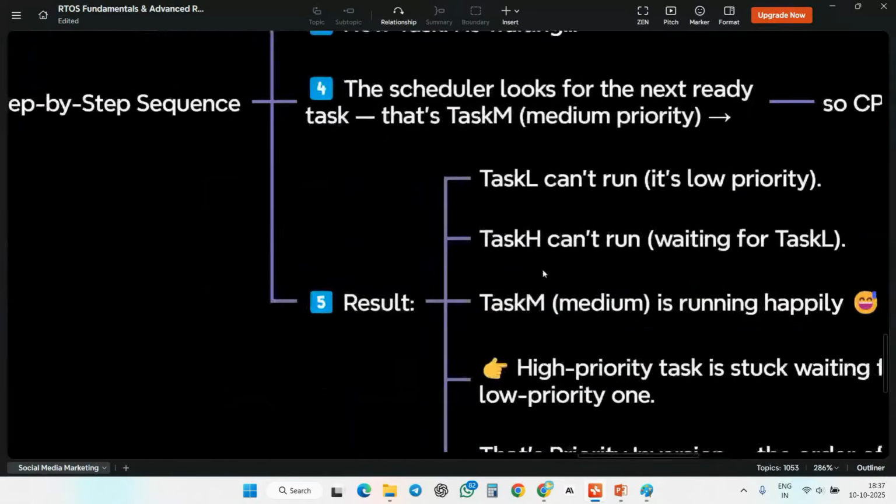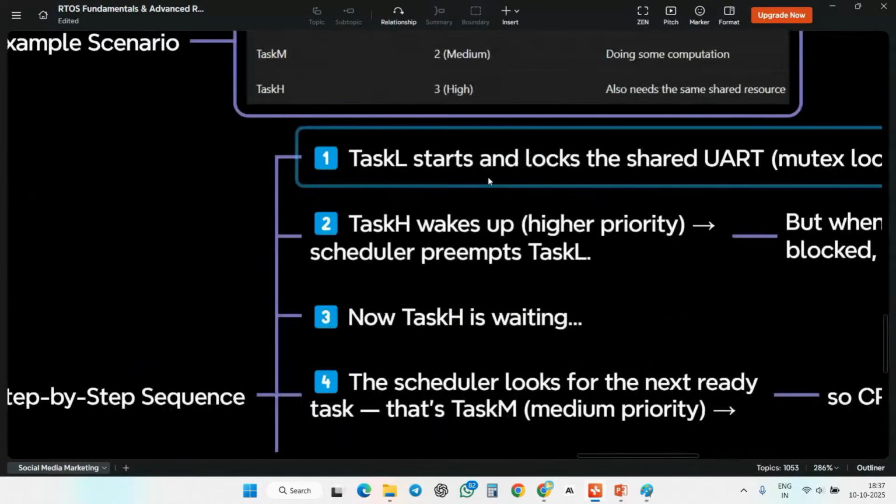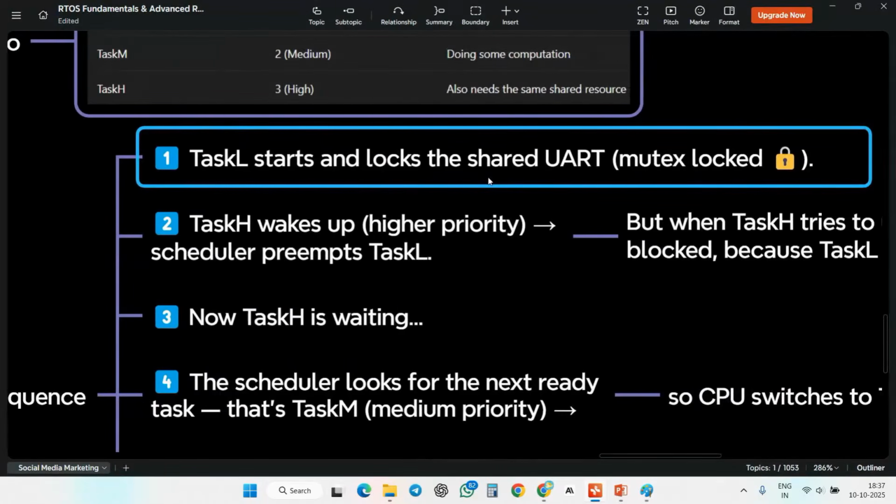Okay, here it is all the same thing I have explained. The lower priority task starts and locks the UART. The reason I mentioned UART is that the task is going to configure the UART. What are the registers required for my UART protocol? What is the data required for my UART protocol? It is collecting that in my lower priority task. And it was locked.